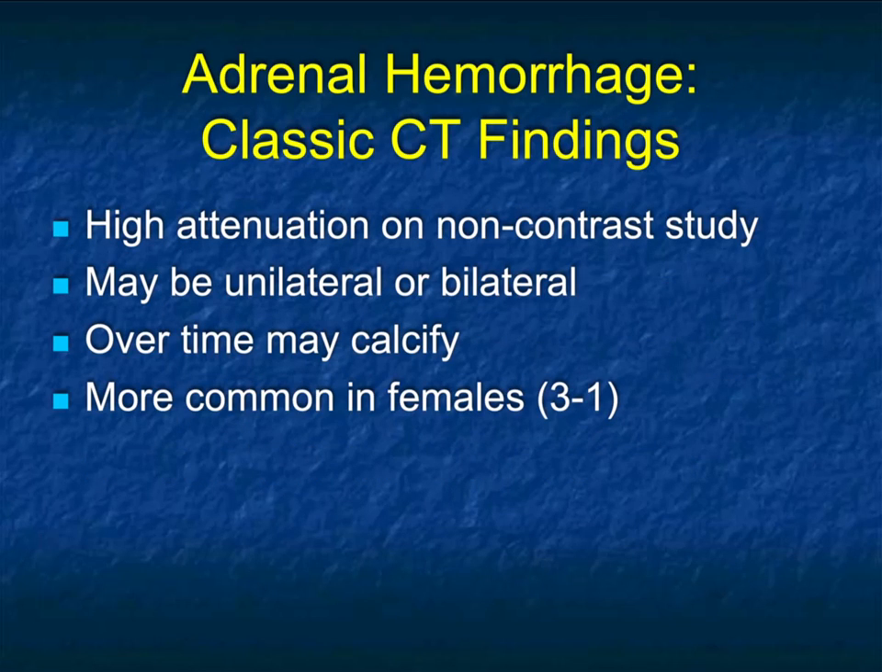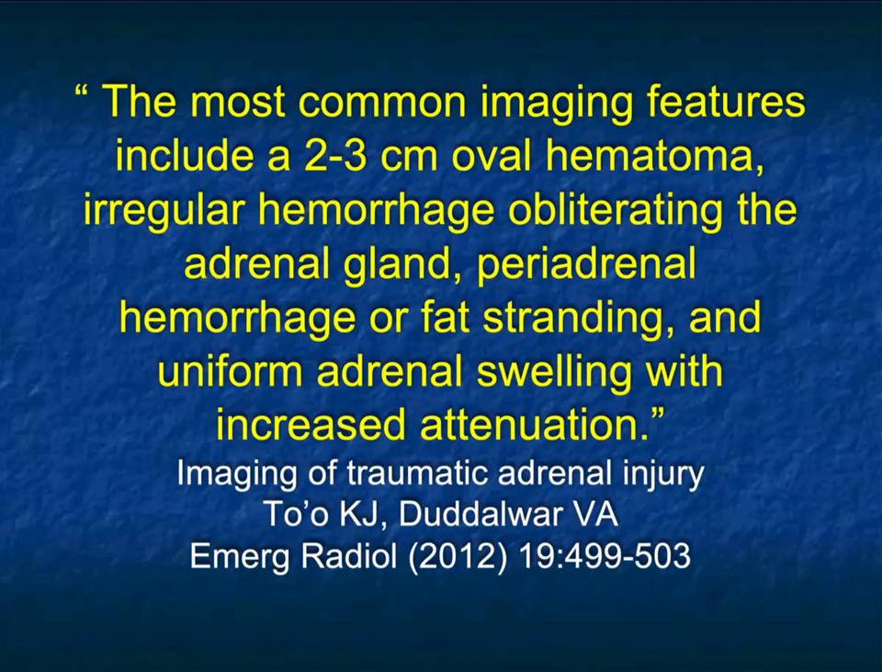Classic CT appearances on non-contrast studies, high attenuation. Depending how recent the bleed is, the high attenuation will be more or less. Again, unilateral or bilateral. Most cases are indeed unilateral. Over time, they can calcify. The adrenal can become small and densely calcified and look similar to processes like TB, or they can be very large lesions with very dense peripheral calcification, and I'll show you some examples a bit later. And interestingly, it's more common in females.